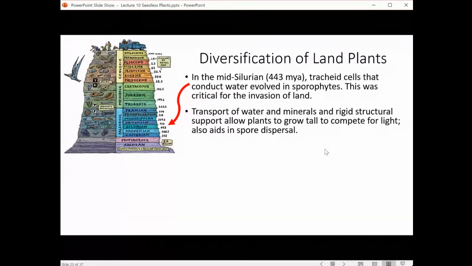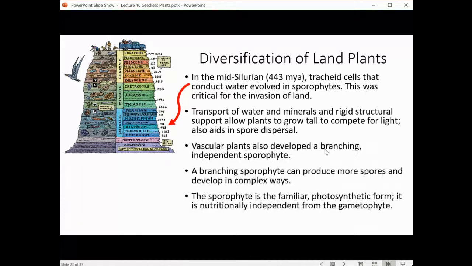The other thing is, remember the sporangia that we talked about before? The tallest part of the plant is going to be producing spores so that they can be wind dispersed. If you're taller, you get access to more air, and that will help with reproduction. Then there is the evolution of a branching sporophyte. That branching sporophyte becomes highly specialized, producing more and more spores.